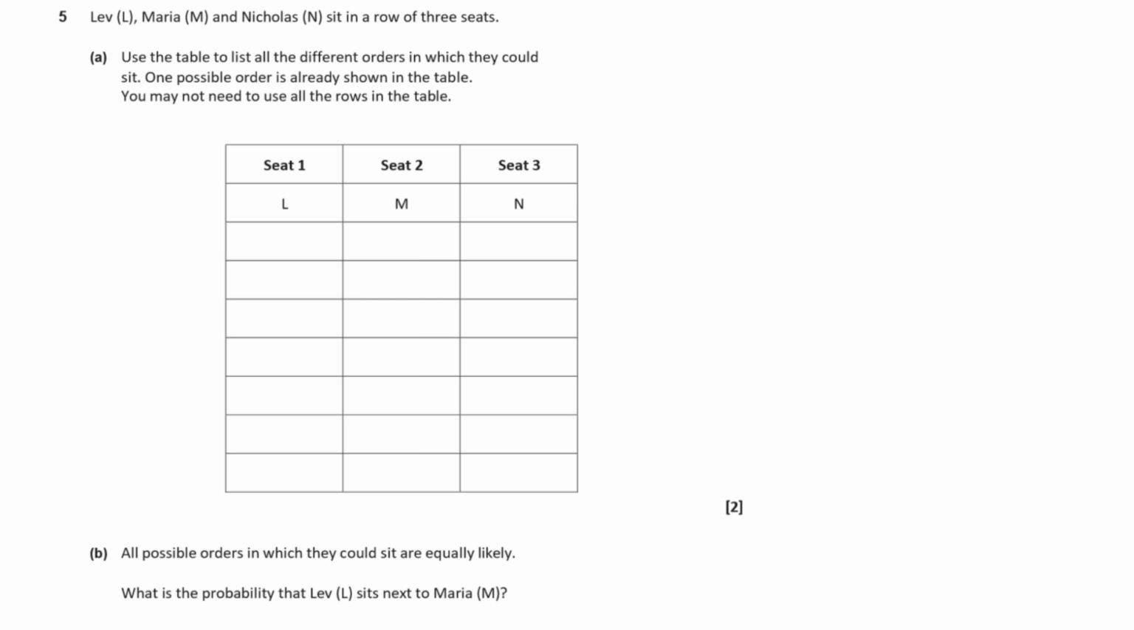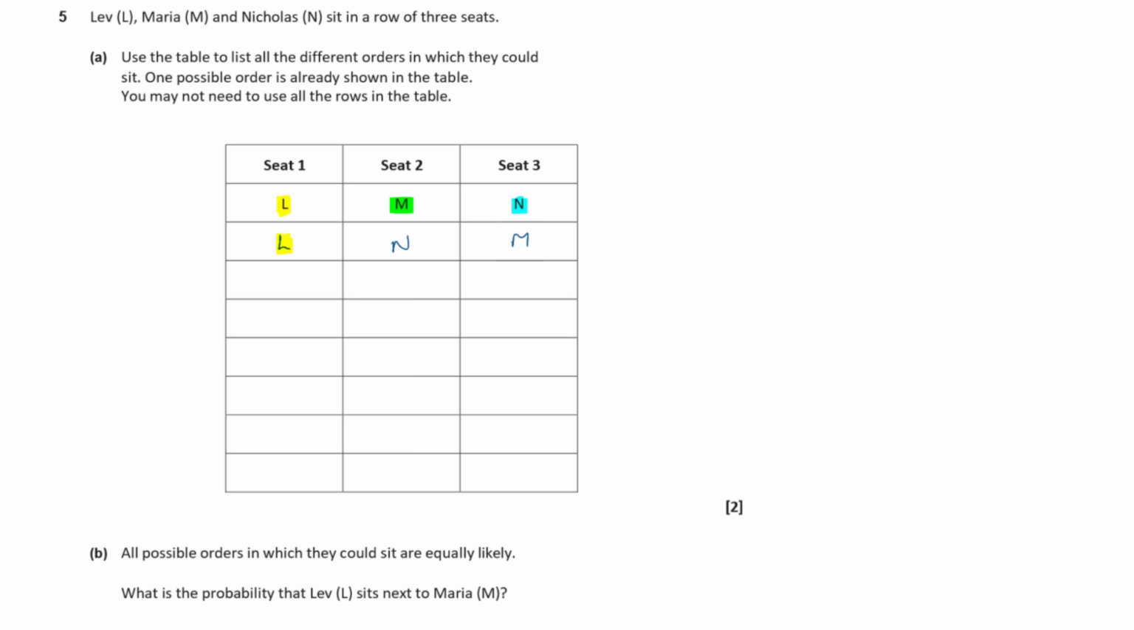Now, when you're listing things, my recommendation is to try and keep the first thing the same first. So for my next arrangement, I'm going to keep L the same at the front here, and then I'm going to switch these other 2 around. So these 2 are going to switch over and become N and M, like that. And now, are there any more arrangements with L at the front? Nope, that's all of them. I can have L, M and N, or L, N and M.